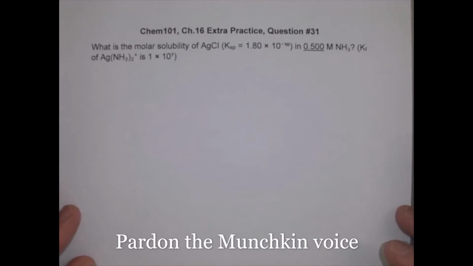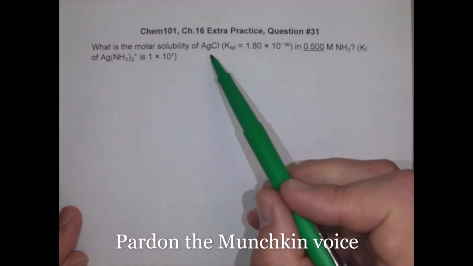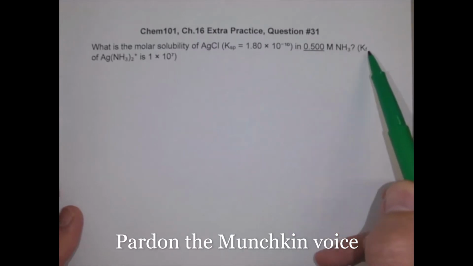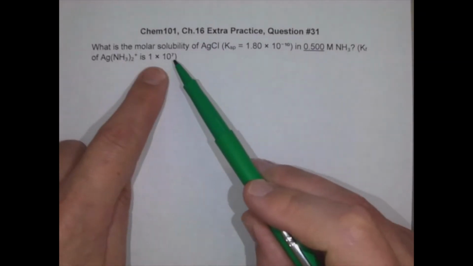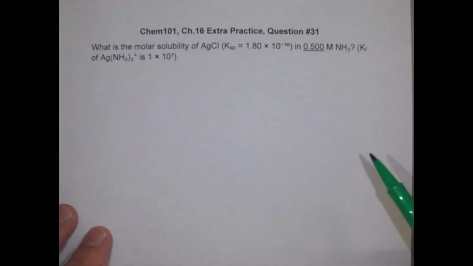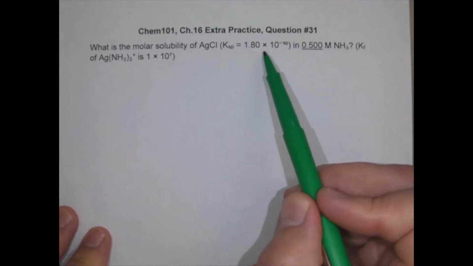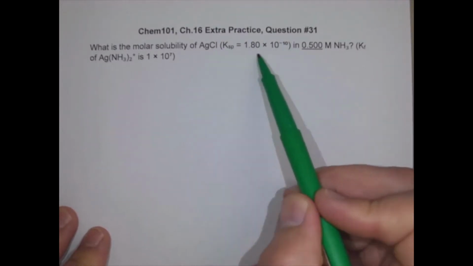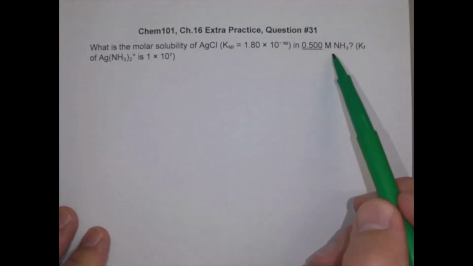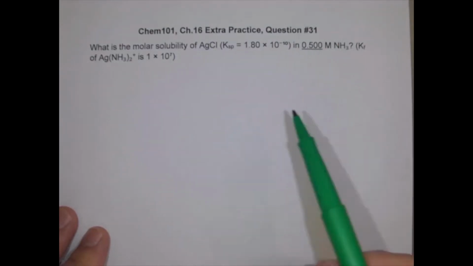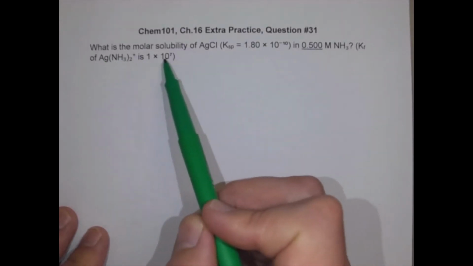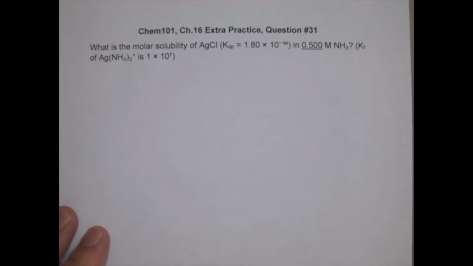Okay, we are asked to find the molar solubility of silver chloride, which has a really small KSP, in 0.5 molar ammonia, which will react with silver ions and has a very large equilibrium constant. So, even though silver chloride is insoluble and has a very low solubility because of this tiny KSP, if we introduce some ammonia, we can make it more soluble because the formation of the complex ion is very product favored. It has a large formation constant.